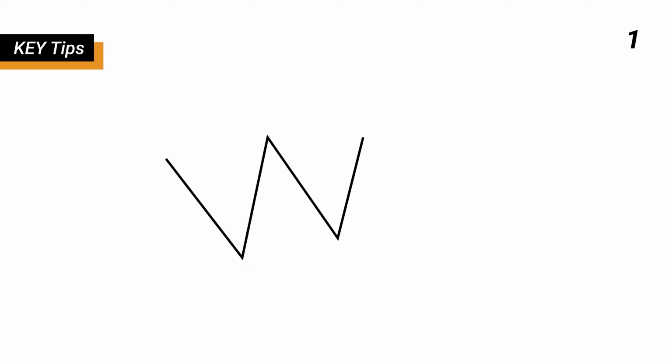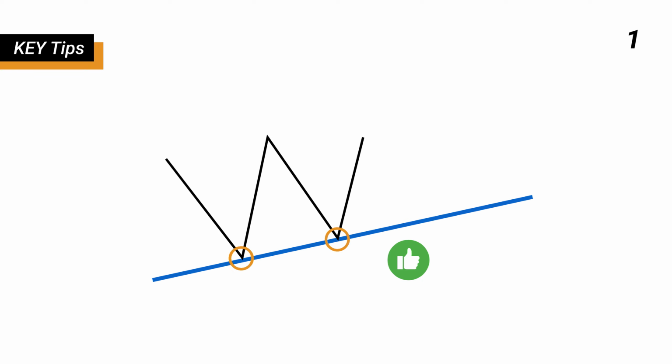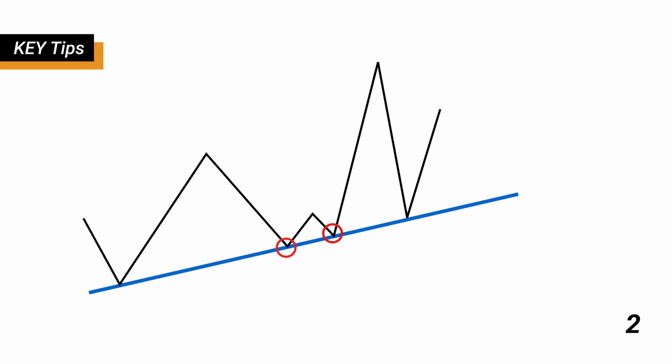Ideally, a trend line should have at least 2 touches to be considered valid. A third touch right after a second touch still counts as a second touch if there was no vivid swing from the initial second touch.